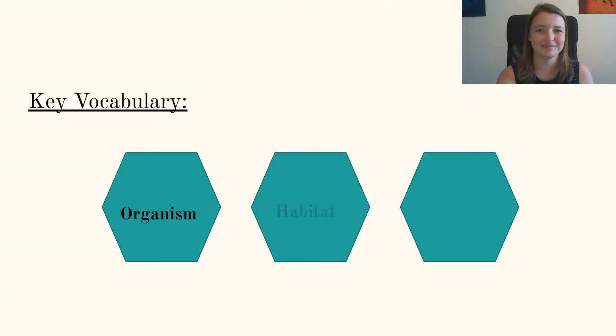The next word, habitat. Come on, you say it. Habitat. Brilliant. A habitat, hopefully you've come across that before. Do you know what a habitat is? A habitat is a place where an animal lives. Yes, a habitat could be a river. What animals might live in a river? Fish, yes. Or it could be on land. Different animals live in different habitats.